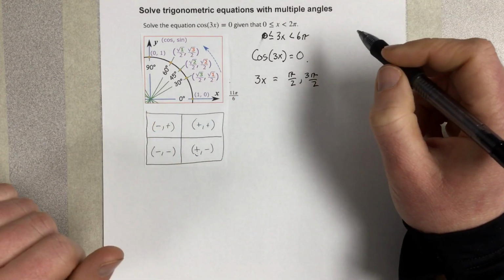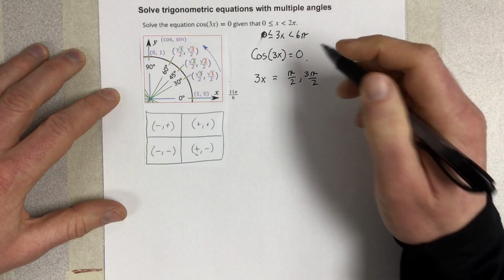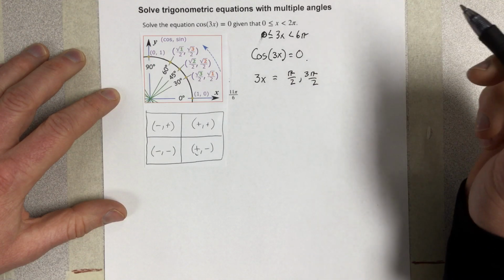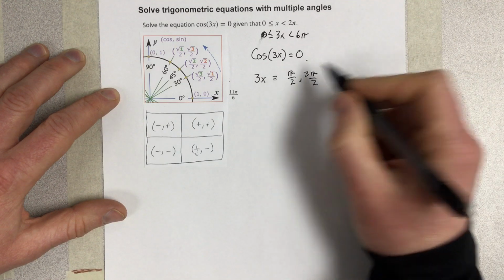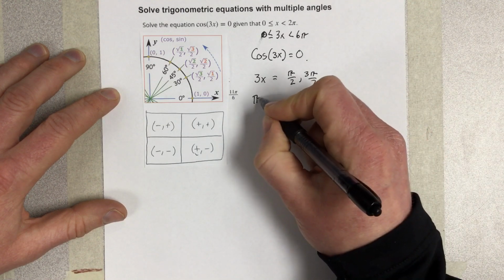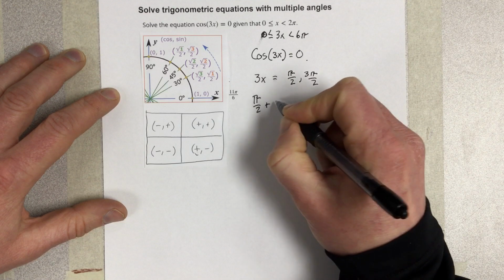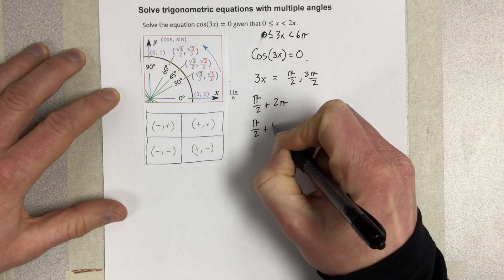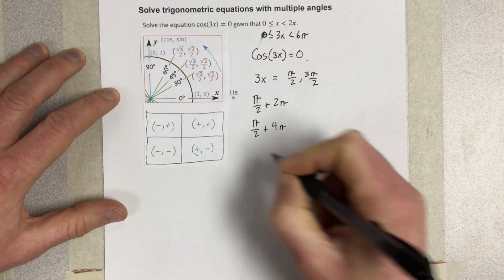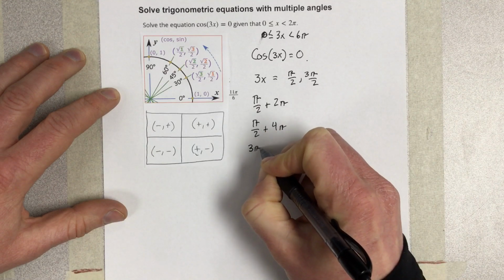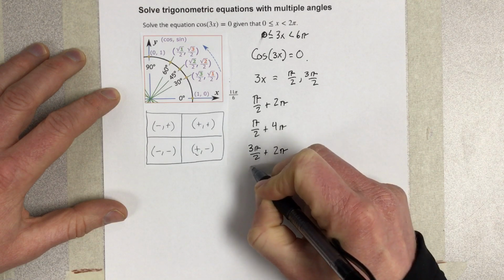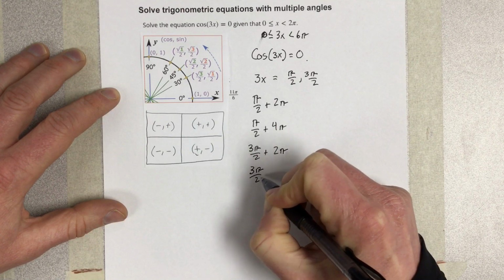But I can go and wrap this thing around 3 times, right? It says less than 6 pi, so that's less than 3 times around the unit circle. So I need to figure out some other coordinates here. So I'm going to add pi over 2 with 2 pi, but I also need to do it with 4 pi, so I get around the circle twice. And I'm going to do the same thing with 3 pi over 2 with 2 pi, and 3 pi over 2 with 4 pi.